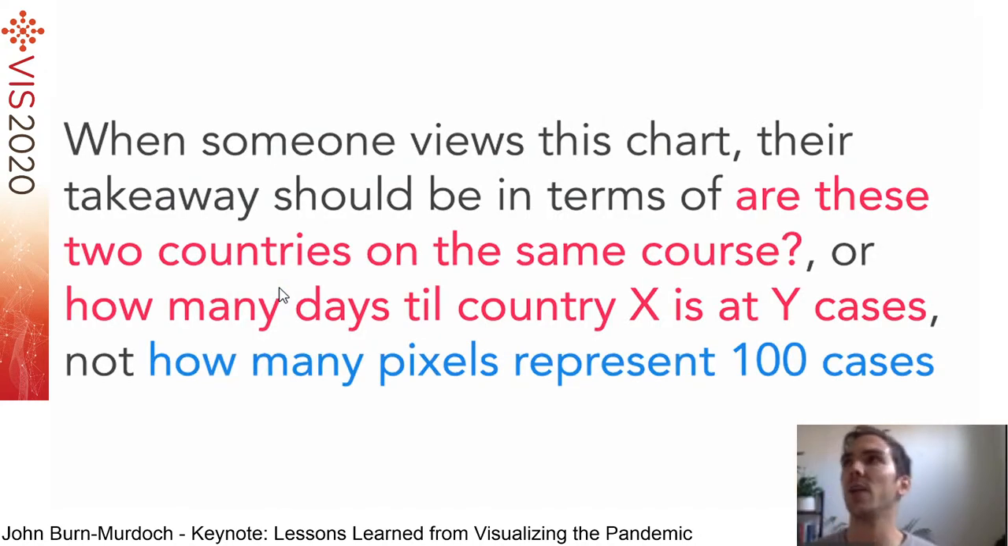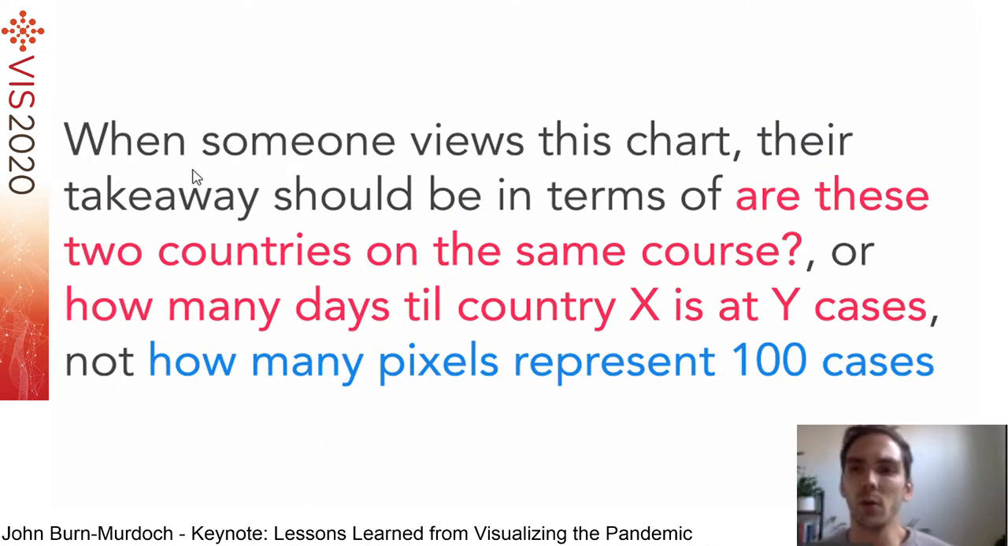And the rationale we had was this idea that when someone's looking at this chart, the question we expected them to have, that we were seeking to answer, was: are multiple countries on the same course, and how many days will it take for a certain country to reach a certain known point of the virus, for example? So how many days at that time would it have taken for the UK to reach the same point as Italy in terms of what we were seeing in news reports about the tragic toll that was taking?